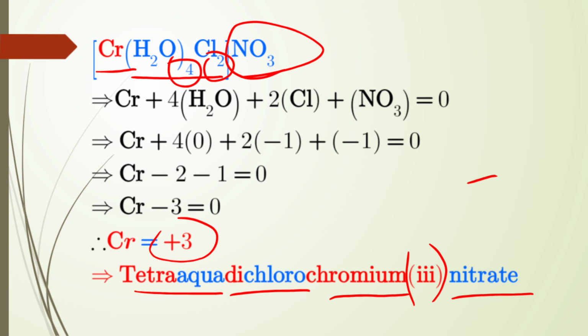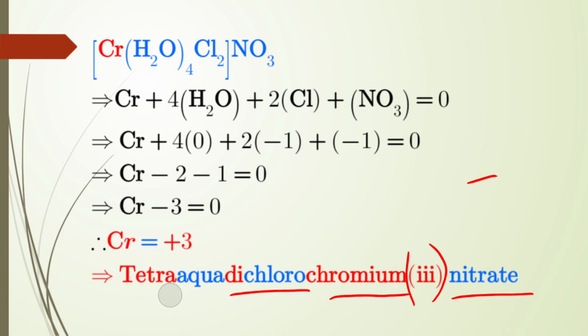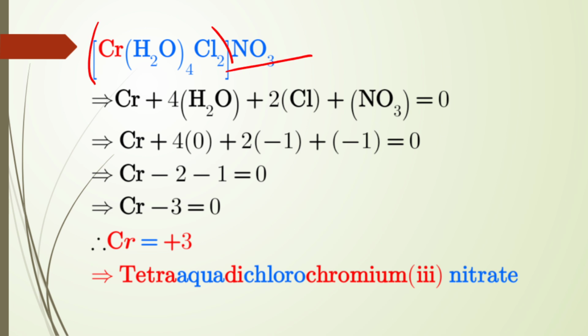Do you understand this? All right, so we have tetraaquadichlorochromium(III) nitrate, and you can see in the chromium we didn't add any suffix, because of the net charge of the coordination sphere. If you remove this NO3, which is negative, the coordination sphere has a positive nature, so you cannot add any ATE. I hope you understand this.